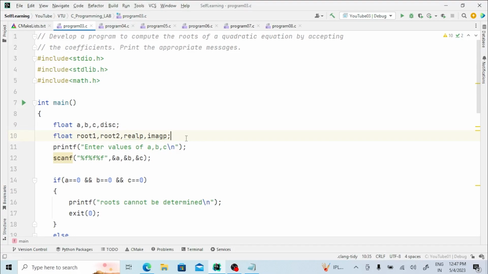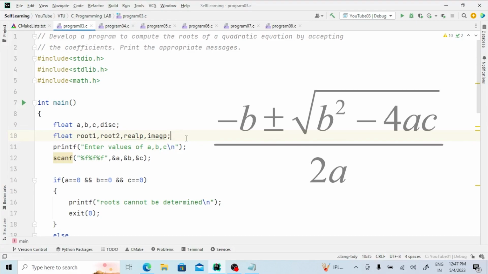So now whenever we have to solve any quadratic equation, we know the formula is minus b plus minus root over b square minus 4ac divided by 2a, where b square minus 4ac is the discriminant. Now the values for the quadratic equation depend upon the discriminant value b square minus 4ac.